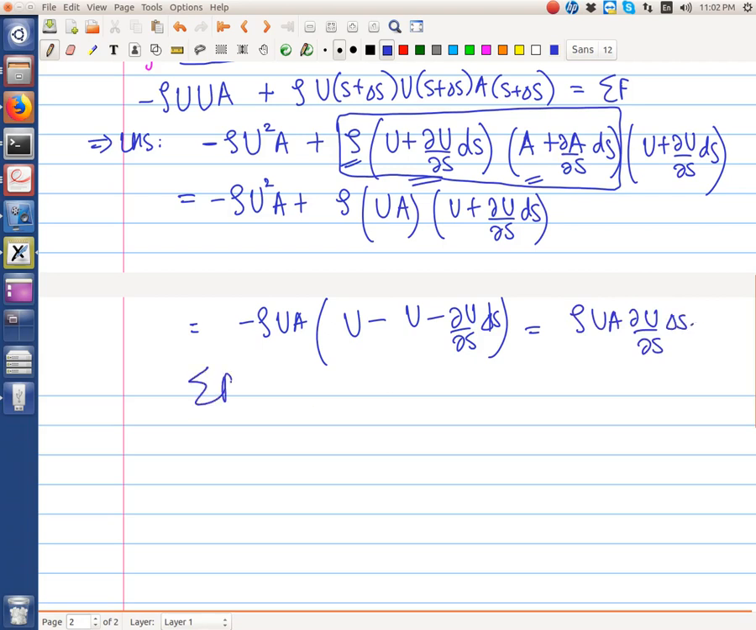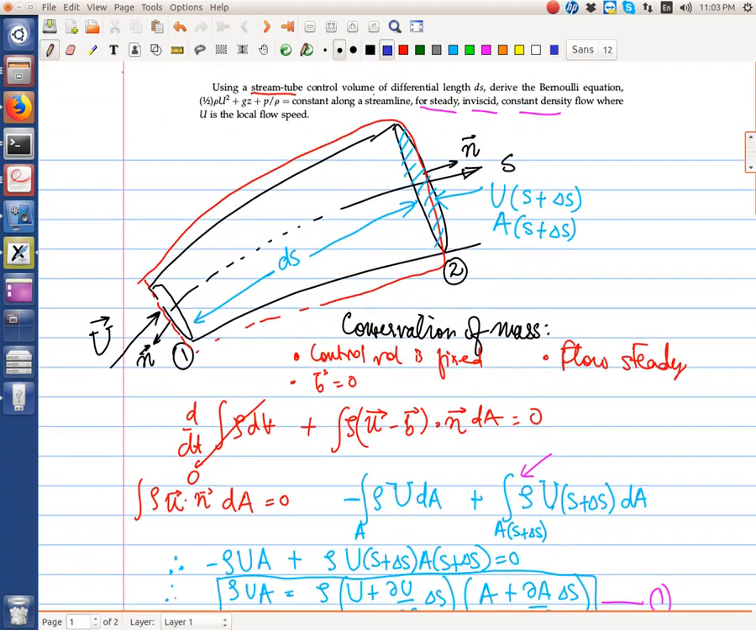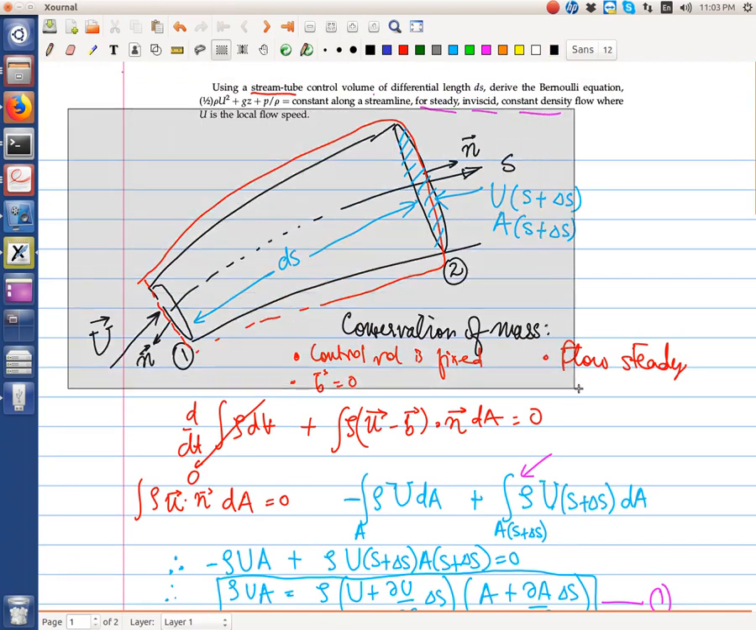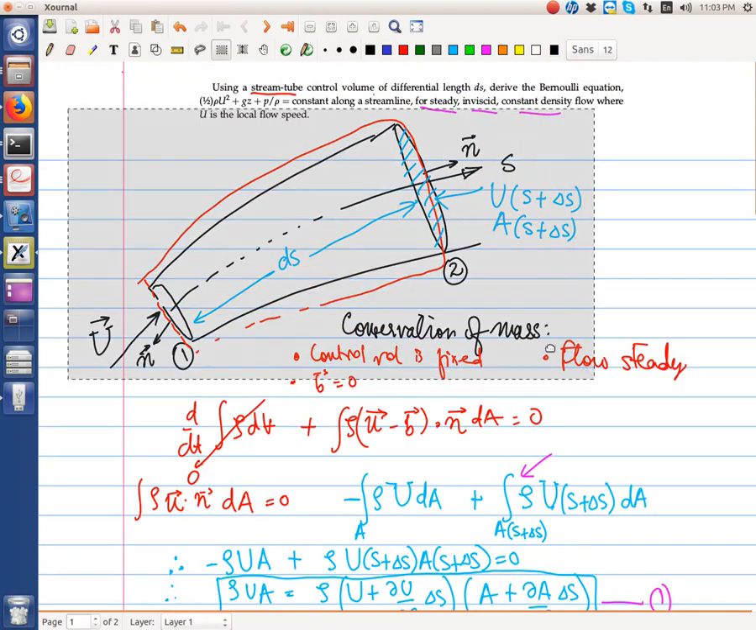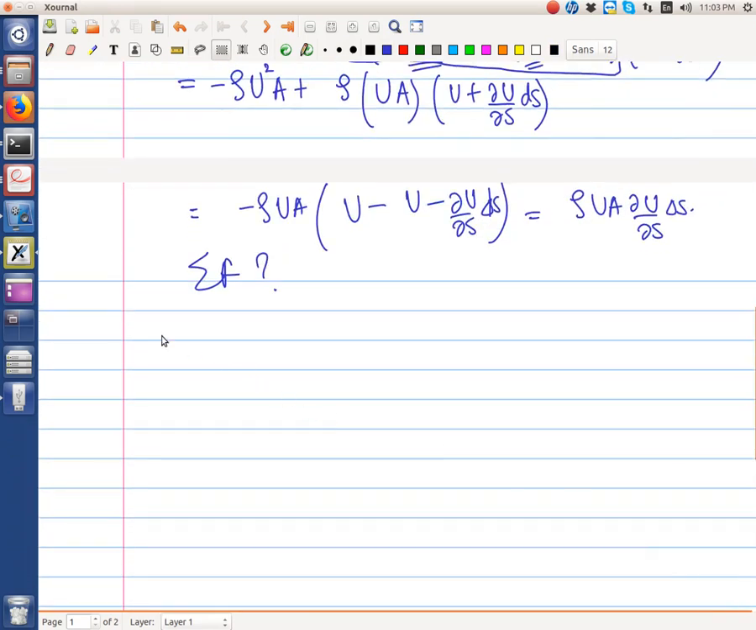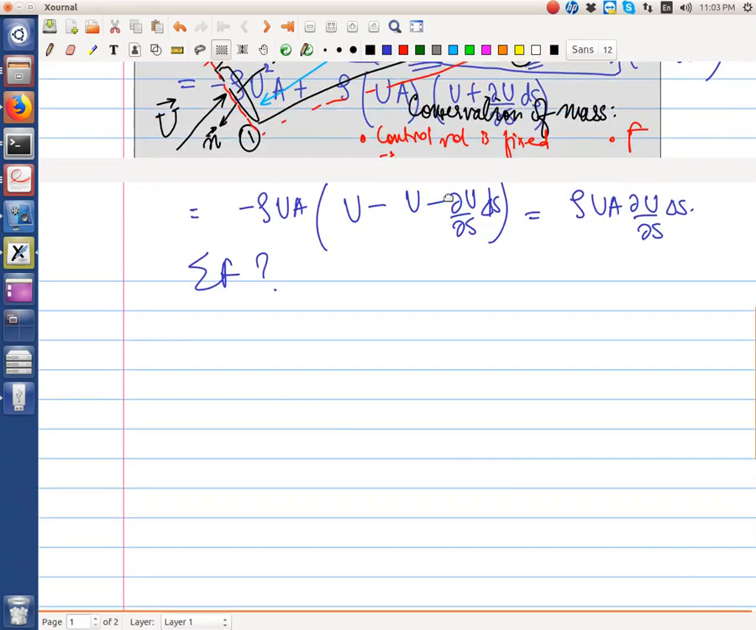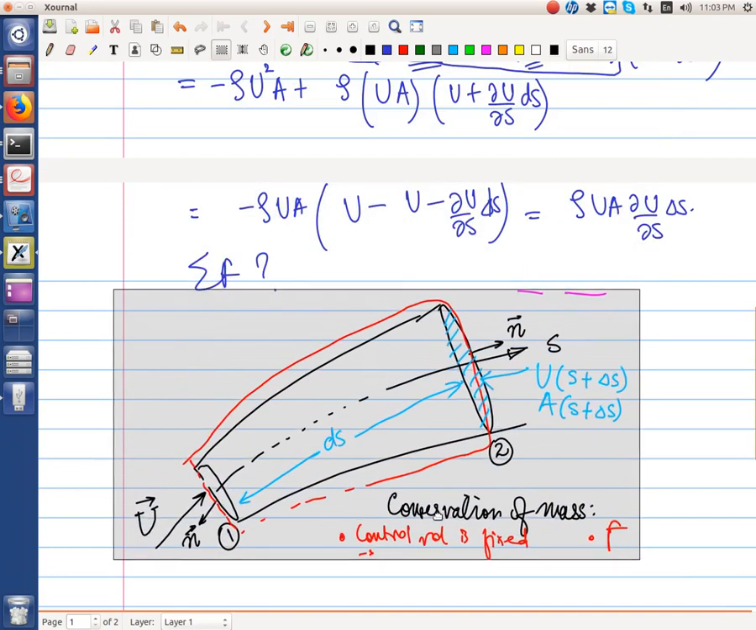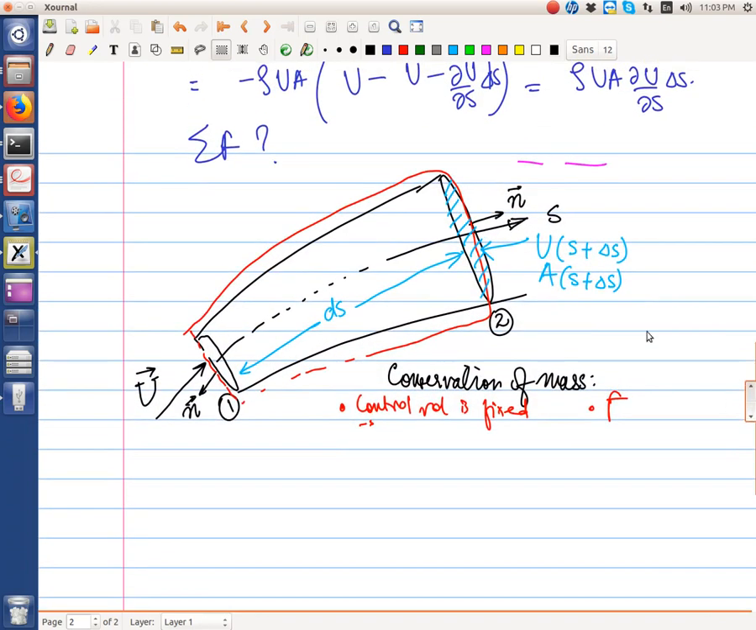So what are the summation of forces acting on the system? Okay, the next question is, what are the summation of all the forces acting on the system? So let's copy this, let's paste it over here.